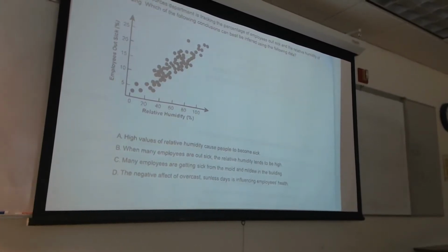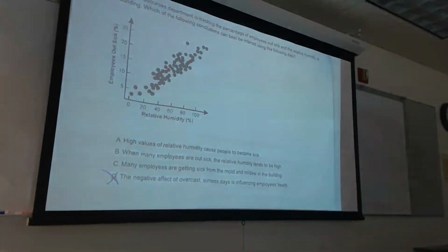All right, A: high values of relative humidity cause people to become sick. B: when many employees are out sick, the relative humidity tends to be high. C: many employees are getting sick from the mold and mildew in the building. D: the negative effect of overcast sunless days is influencing employees' health. Well, first we can say not D because they say nothing about the light. So which one is it? B. Do we agree? Is that the answer?